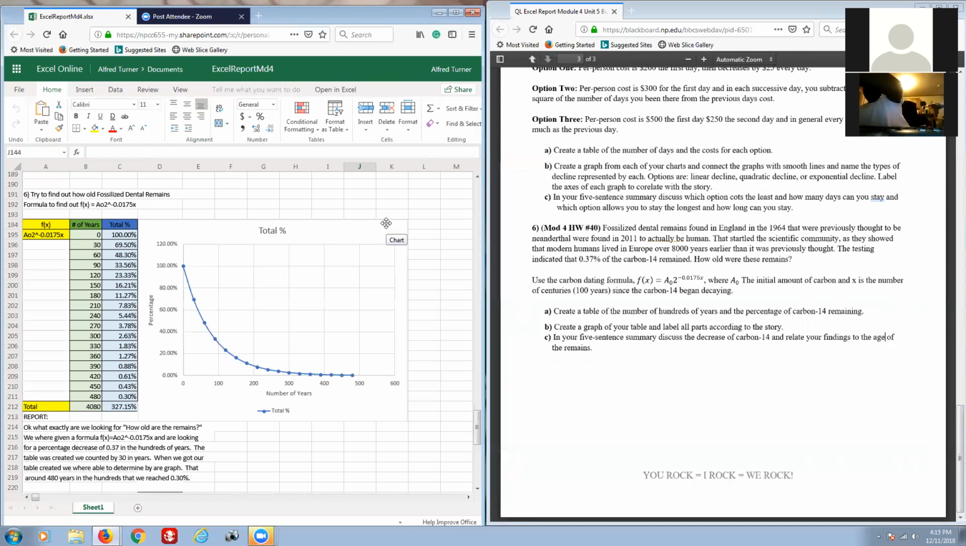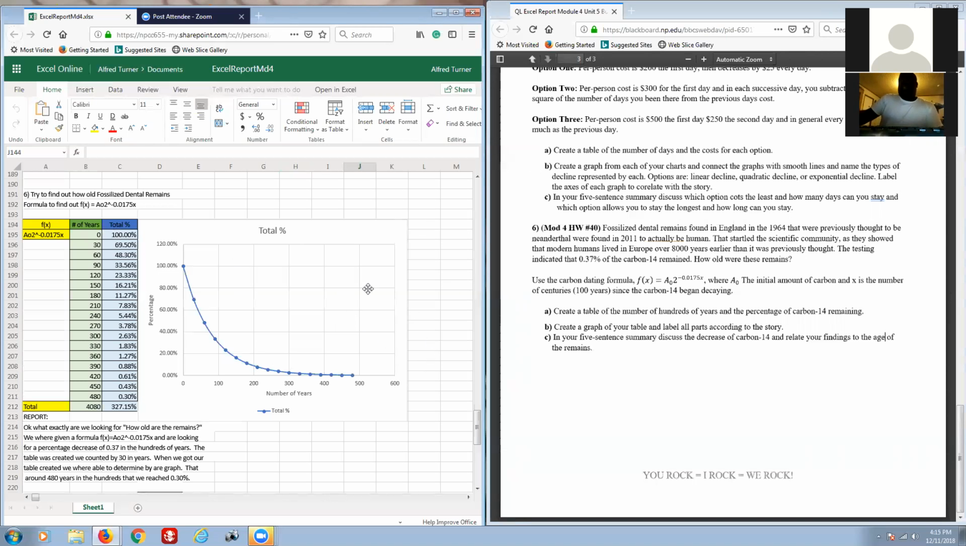Then 1964 actually goes to 2000, so it'd be 2064. So it's 100, it goes up. And it's asking for the testing indicate that 0.37 of carbon 14 remains. How old would the remains be? It's trying to find out how old the remains would be. I kind of got a brain fart there.